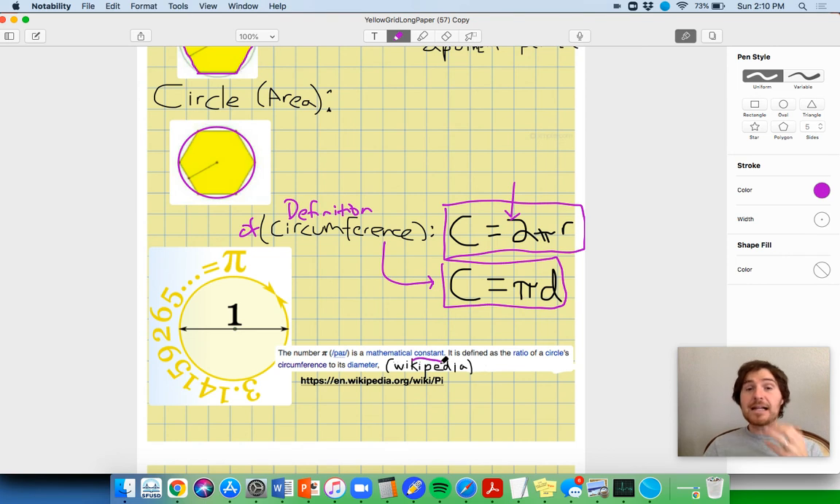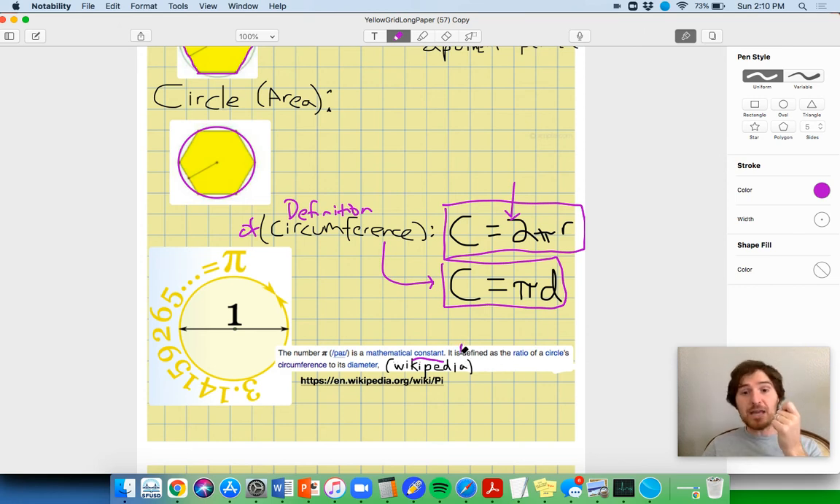What's a constant? A constant is a number that doesn't change. Pi is always 3.14159265, and it continues on with a bunch of decimals, and a lot of mathematicians have figured it out to tens of thousands of these decimals. But do we know what pi is exactly? No, not quite. It's an irrational number. But anyways, the number pi is a mathematical constant.